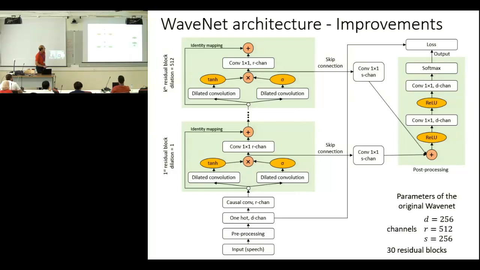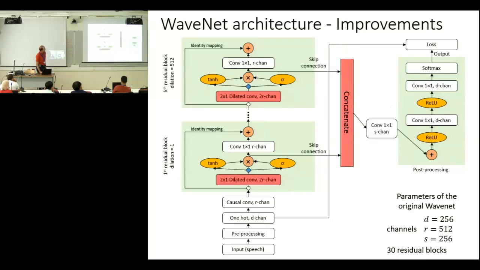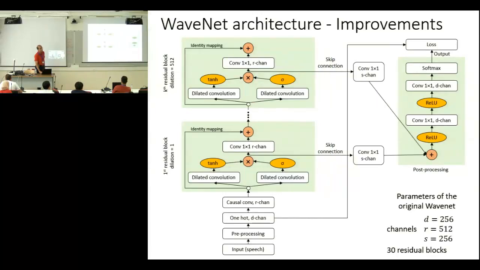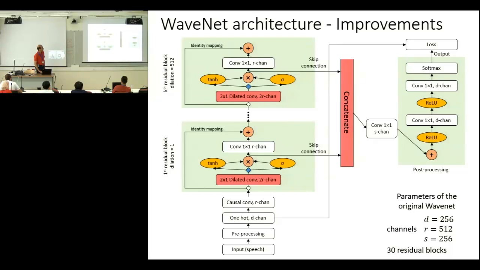Also, another idea is this one. Instead of having different convolution here and different convolution here, we may have one convolution and split. This is a tremendous amount of saving. If you train a model with this one, you may need 2 weeks, and with this one, instead of 14 days, you will need only 9 days. So the amount of computational saving is huge.